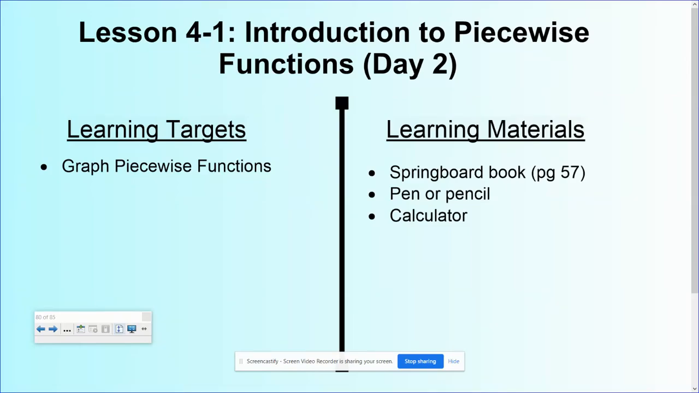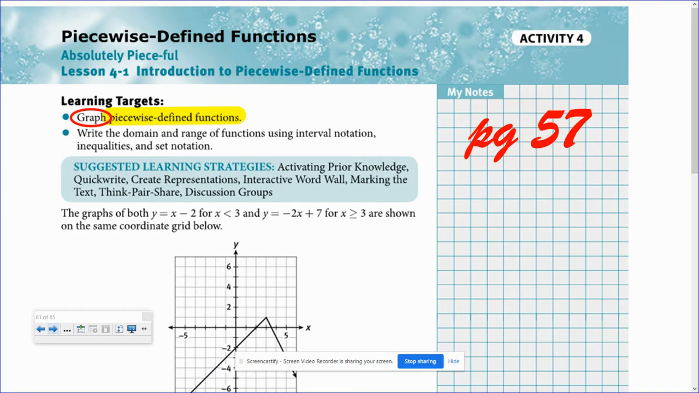Okay, guys, welcome back to day 2 of piecewise functions. Today we're going to be graphing piecewise functions. Yesterday we learned how to evaluate. So today we're going to learn how to actually graph those functions. Make sure you have your Springboard book. We are starting on page 57, something to write with, and a calculator.